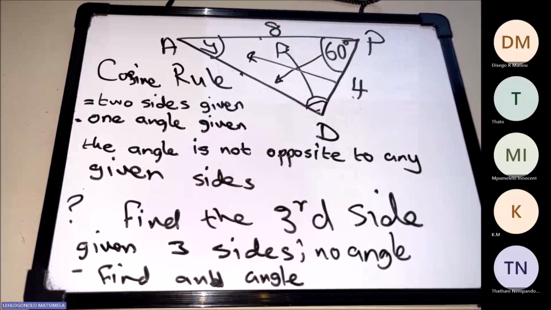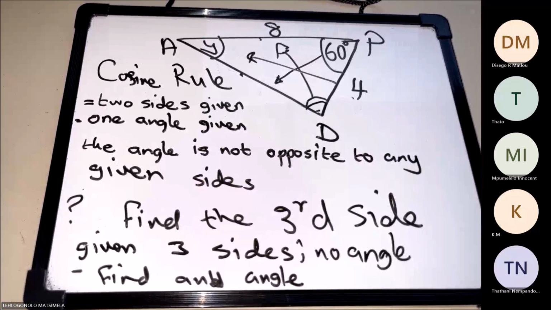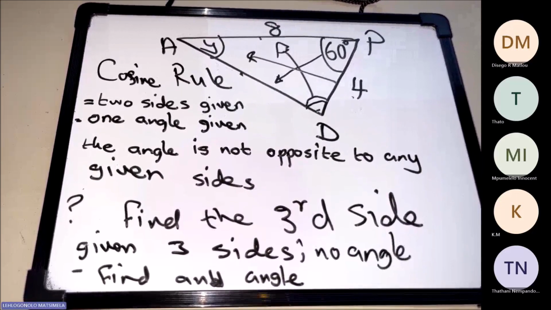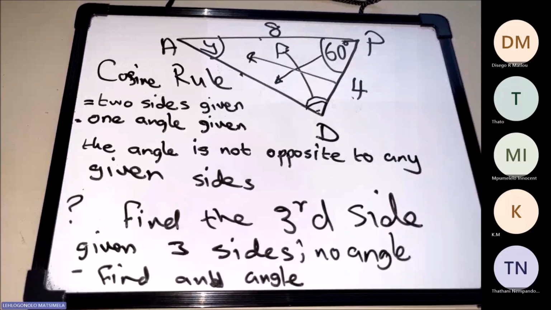The next thing, the second property they can give you. You are given the three sides of a triangle with no angle given. What can they ask you to find? You can find any angle inside a triangle, any of the three. That's what they can ask you about the cosine rule.